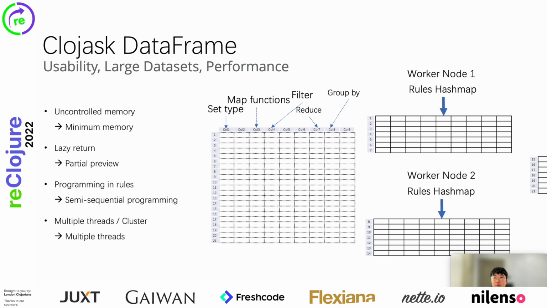Lastly, Clojask right now only supports running on multiple threads. It does not support deployment to a cluster right now. However, we did try to incorporate Clojask with a distributed file system, and we are making some progress. However, we are still some way before enabling Clojask on a cluster. We have made considerable technical decisions to make Clojask different.